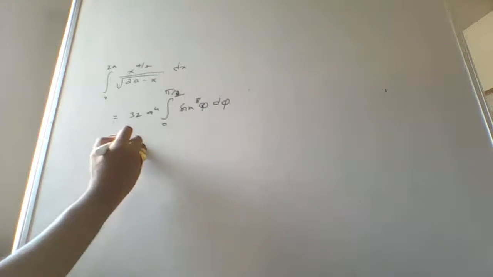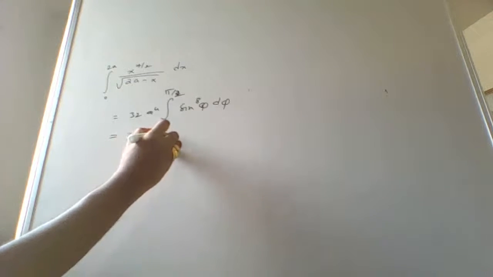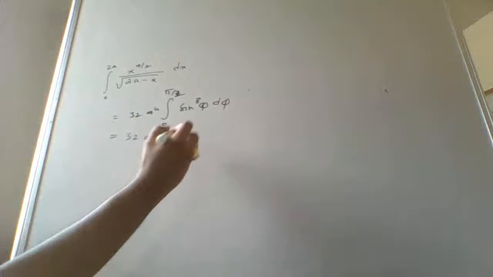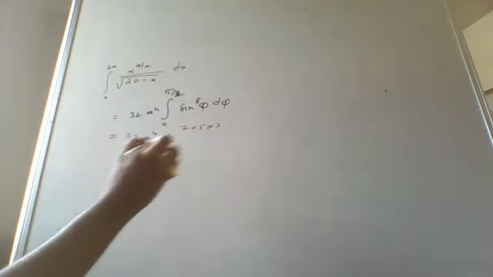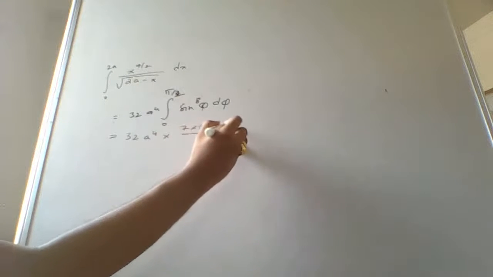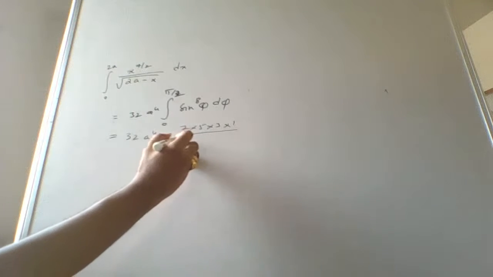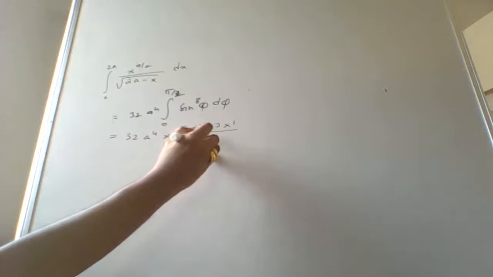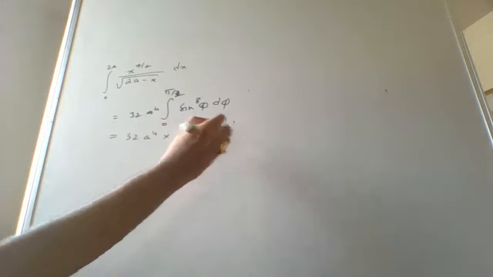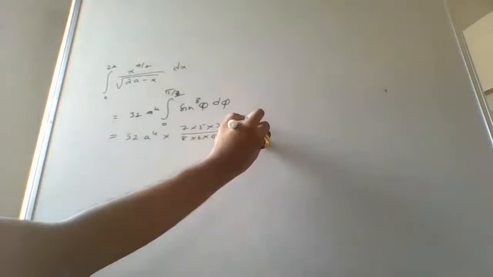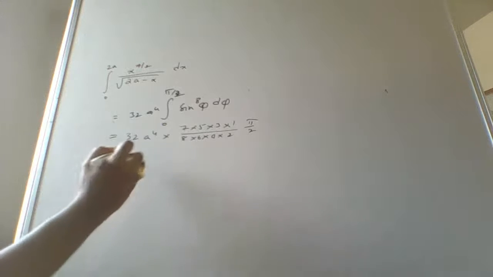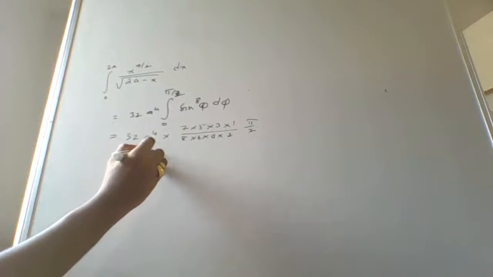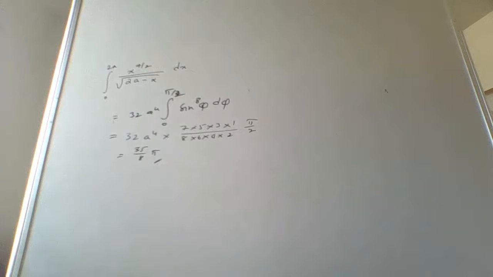Okay, further if I try to simplify, this is 7 into 5 into 3 into 1, divided by 8, 6, 4 and 2, and pi by 2. So further if I simplify this, I get 35 by 8 pi. So that will be the solution for this.